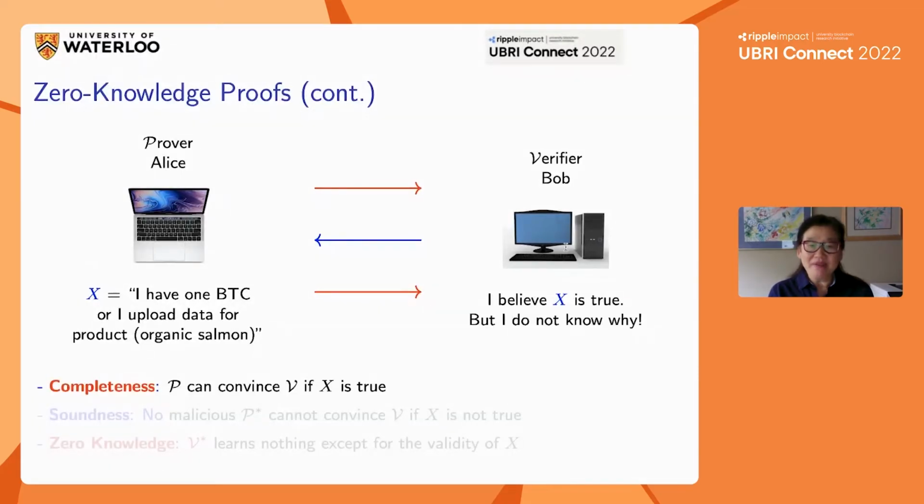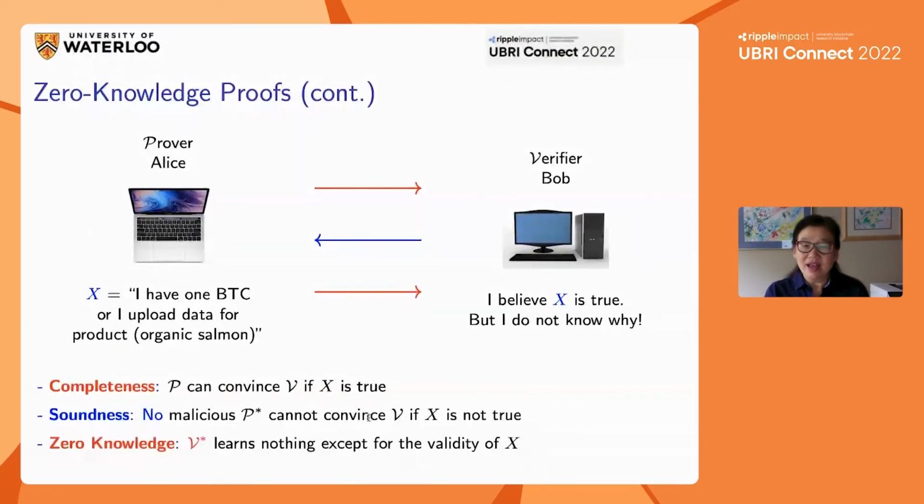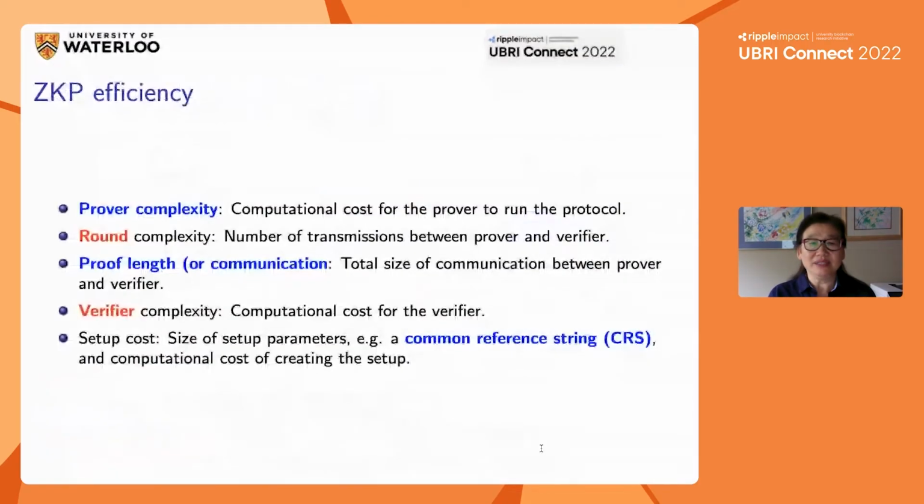So formally, we have a definition. The first property is completeness: the prover can convince the verifier if the statement is true. The second property is soundness: if the statement is not true, the prover cannot convince the verifier. And the third property is zero knowledge, which means the verifier learns nothing except the validity of the statement.